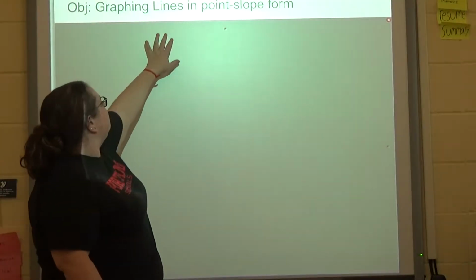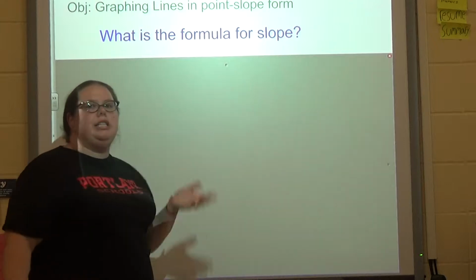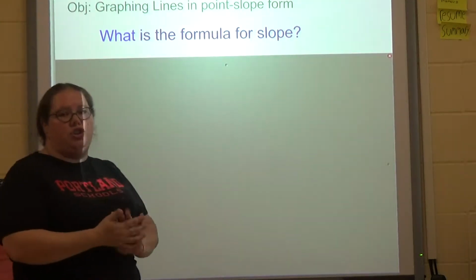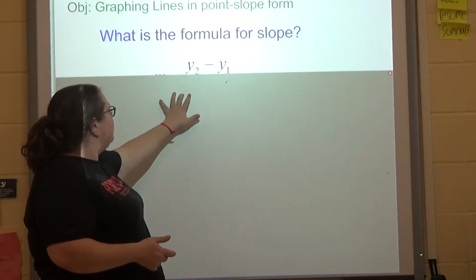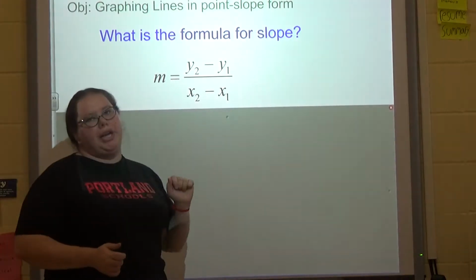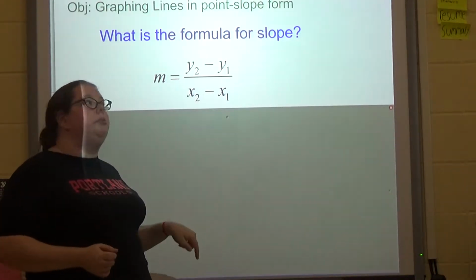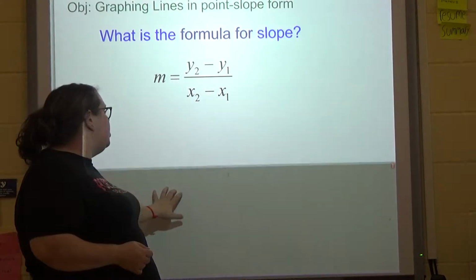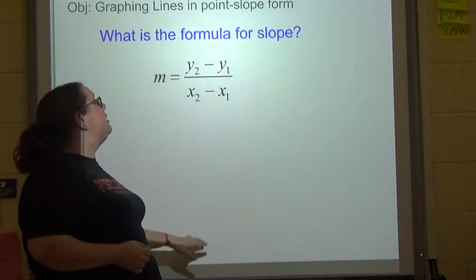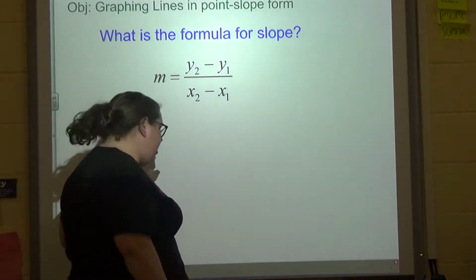Alright, so what is the formula for slope? You should know this by now, we've been talking about this. So that's your y2 minus y1 over x2 minus x1. So the reason I ask that is point slope actually comes from this.